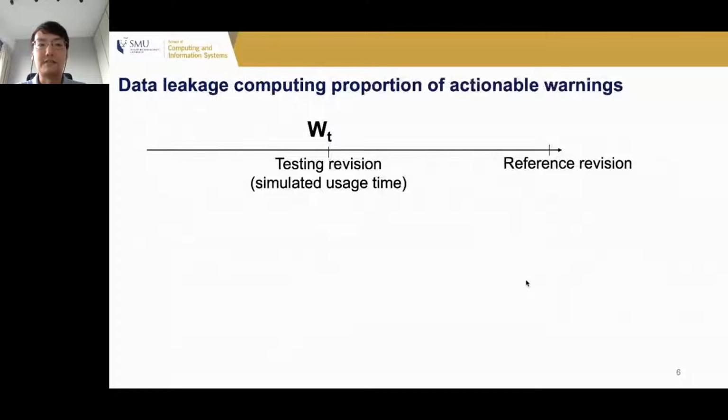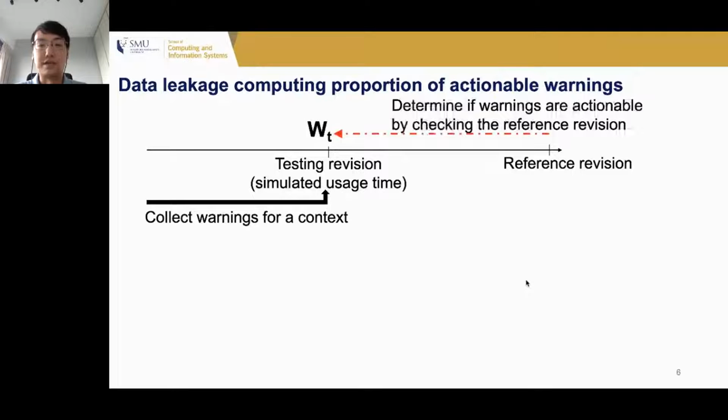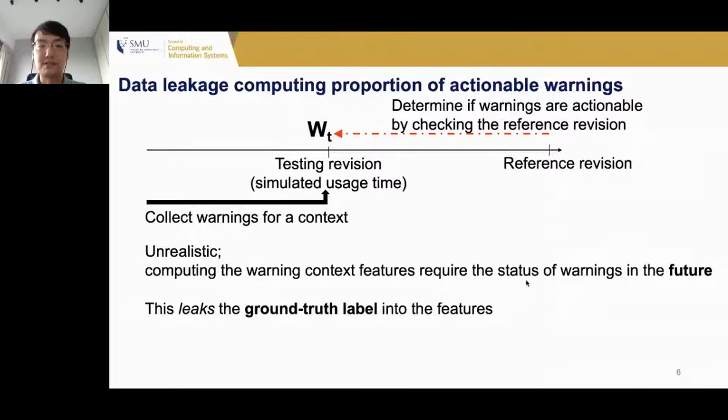However, in our analysis of the data, we find that there's an issue of data leakage when computing the proportion of actionable warnings. To determine the proportion of actionable warnings, we need to know the number of actionable warnings within the context, and to determine if a warning is actionable, we would do so by comparing against the reference revision. So if a warning was reported at a given revision and it's no longer reported at the reference revision, then the warning is determined to be actionable. So this introduces a problem because this was the same procedure that was used to determine the ground truth label of the warning, and this leaks the ground truth label into the features.